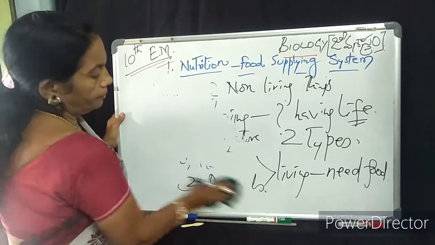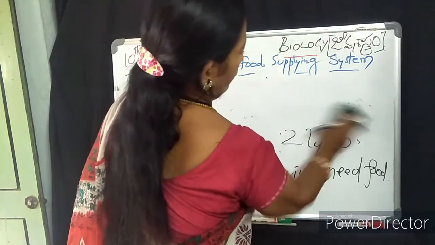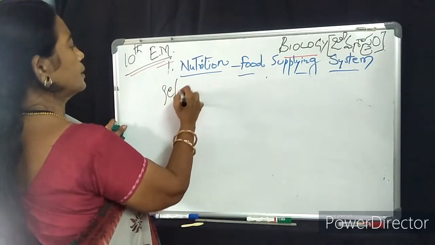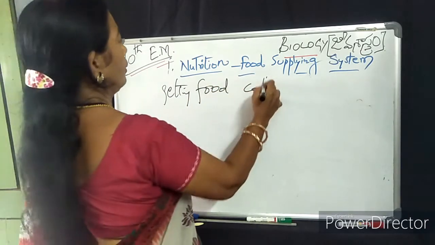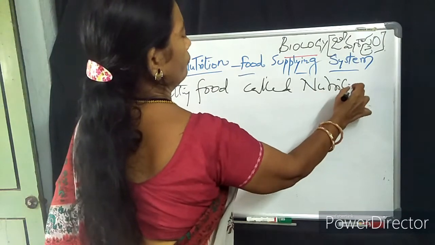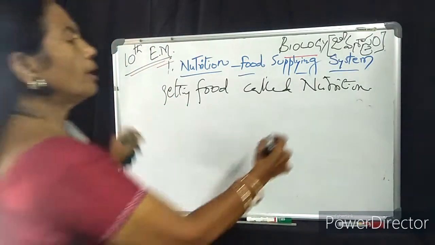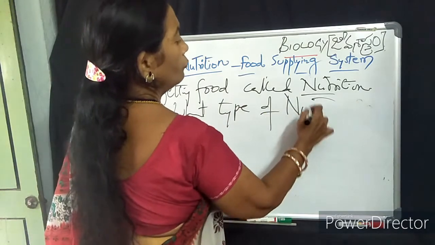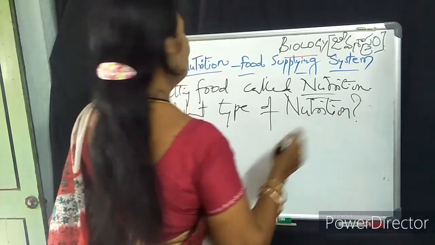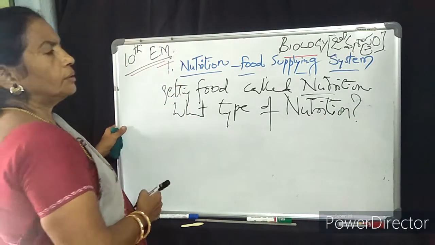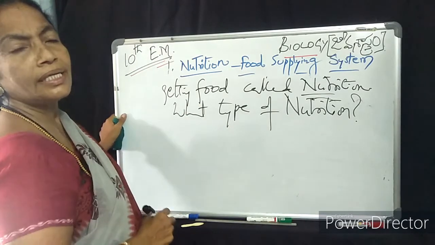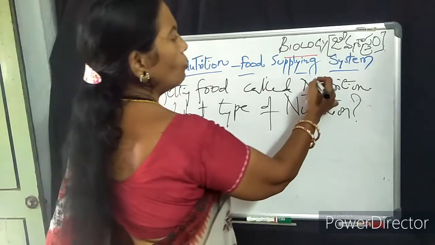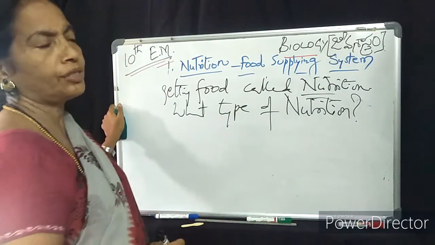So getting food is called nutrition. And the next question is what type of nutrition or food we get or the plants get. Why is nutrition needed for plants and animals? You should know this question.